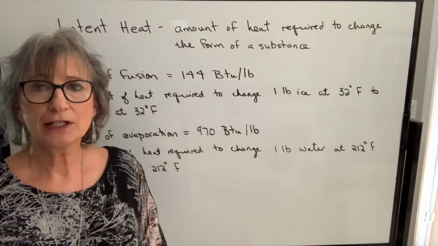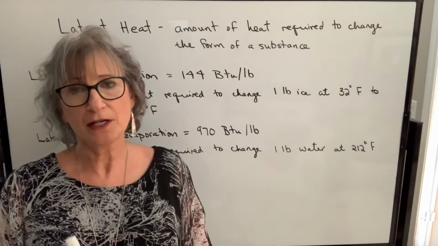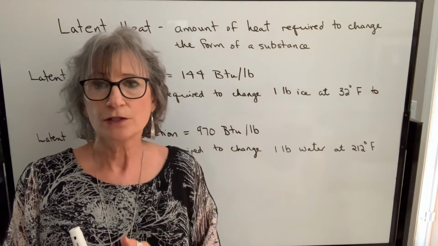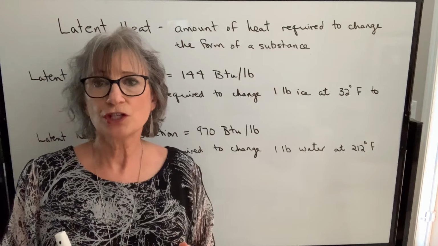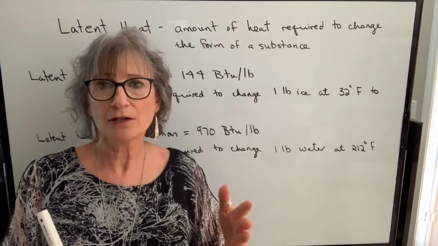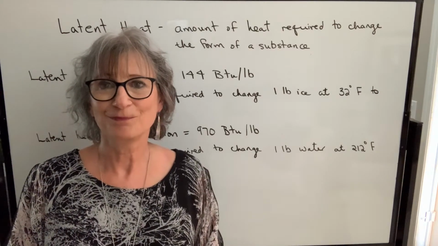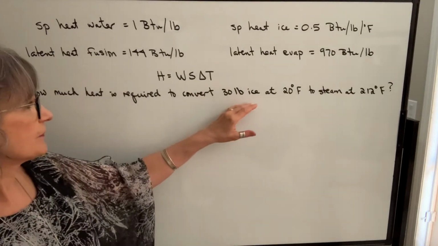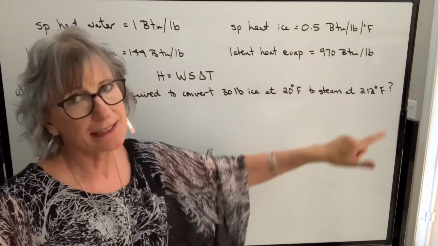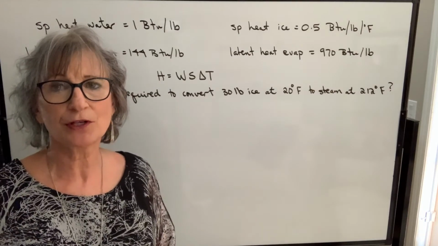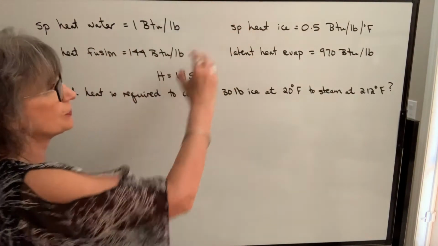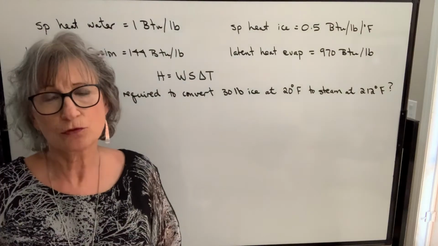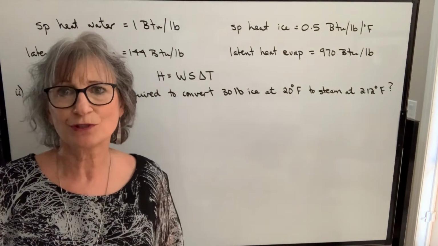So let's take a look at an example where we start with ice at a certain temperature and we want to heat it up so that it changes to steam at 212 degrees Fahrenheit. Our question says how much heat is required to convert 30 pounds of ice at 20 degrees Fahrenheit to steam at 212 degrees Fahrenheit. So we're going to need all of this information to do it, and our first step is to heat the ice to 32 degrees Fahrenheit.